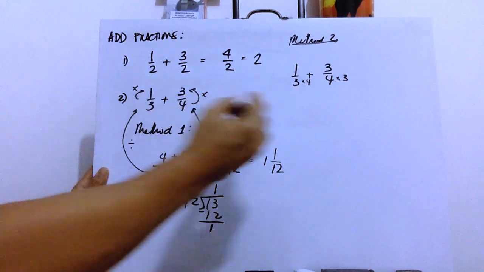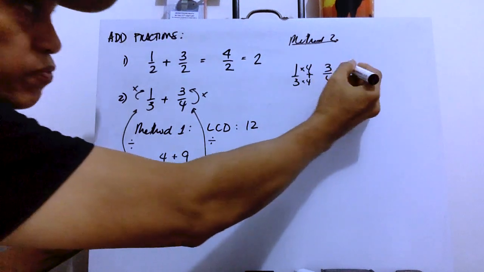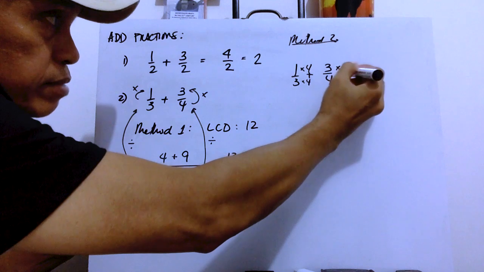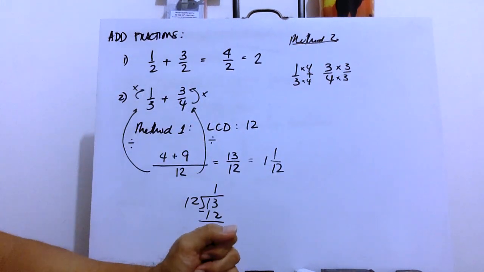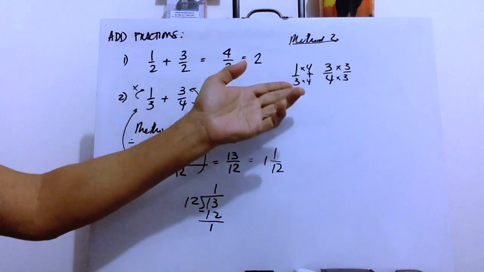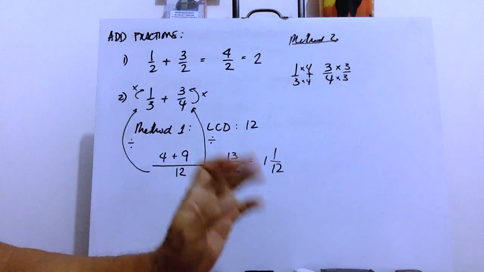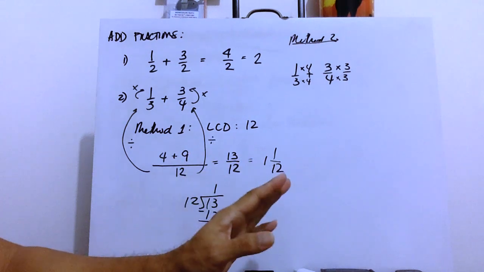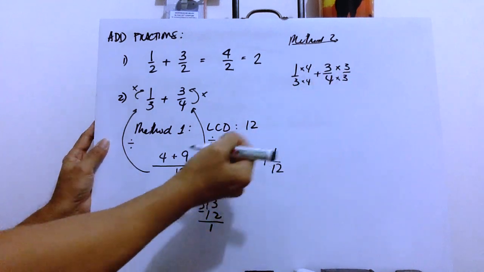But if I do that, I need to multiply 4 also to the numerator, which is 1. And for the next fraction, I need to multiply this also by 3. In other words, you are multiplying them by 1. And 4 over 4, 3 over 3 is also 1. You don't change the value of the fraction in any way. We just want to have the same denominator.